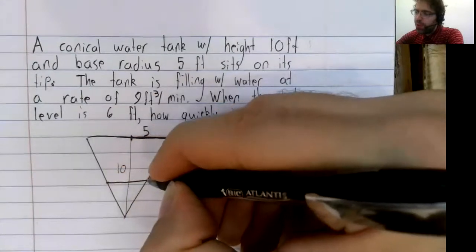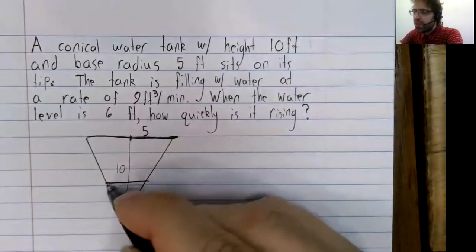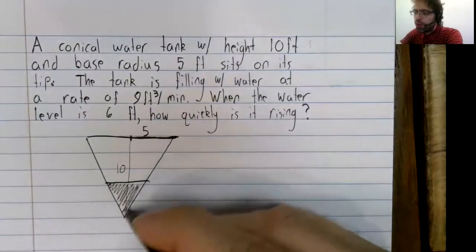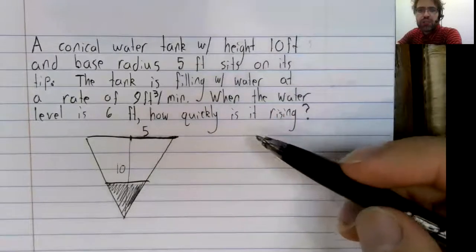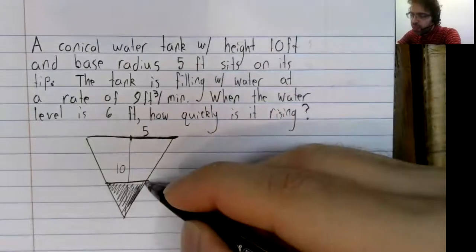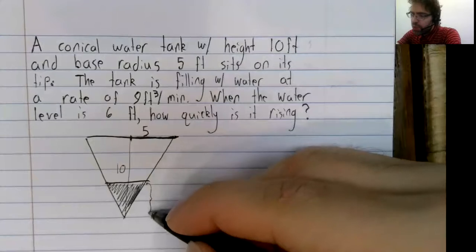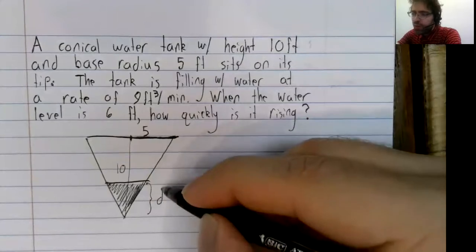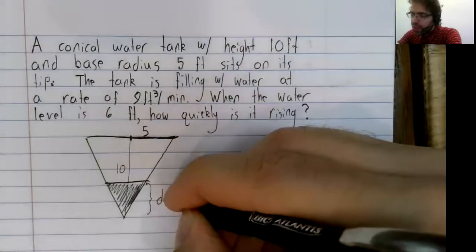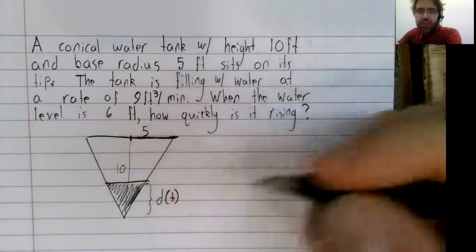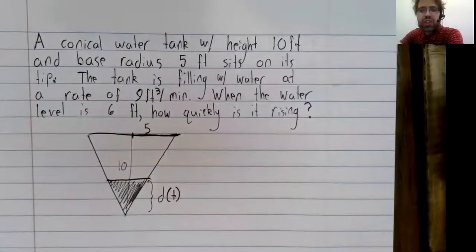We're told the tank is filling up with water, and the water level is rising. So we'd probably better give the water level a name to emphasize that the depth of the water in the tank is changing with time. Let's call it d of t.